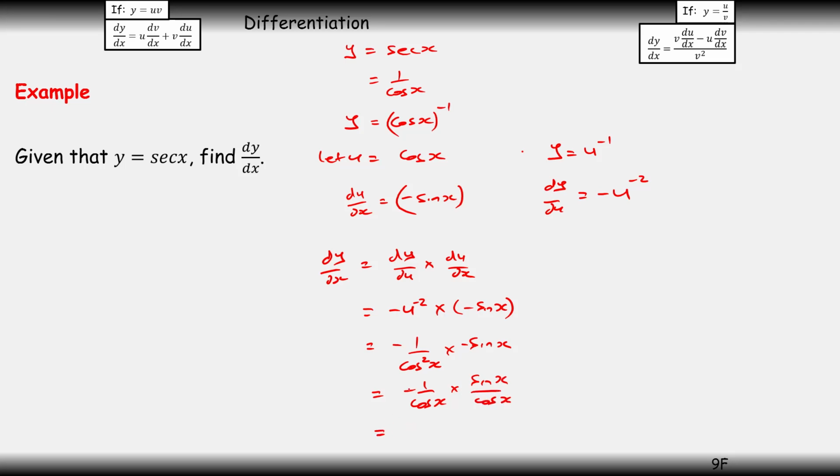Simplifying, negatives cancel. So you end up with sec of x tan of x. dy over dx of sec x equals sec x tan x. So that's another result. Hit pause, copy the example down. Once you've done that, we're going to have a look at some notes then.